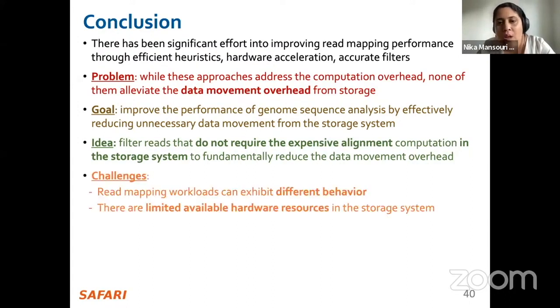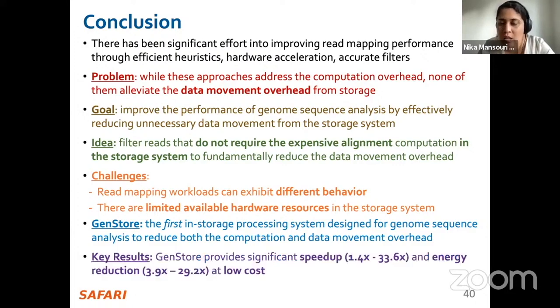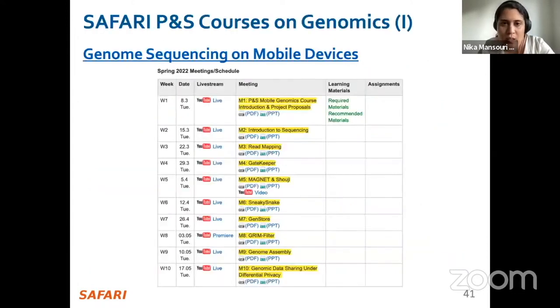However, filtering reads inside the SSD is challenging because, first, read mapping workloads can exhibit different behavior, and second, there are limited available hardware resources in the storage system. To this end, we propose GenStore, the first in-storage processing system designed for genome sequence analysis to reduce both computation and data movement overhead. GenStore provides high performance and energy benefits compared to state-of-the-art hardware and software baselines.